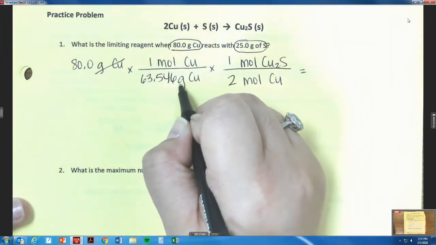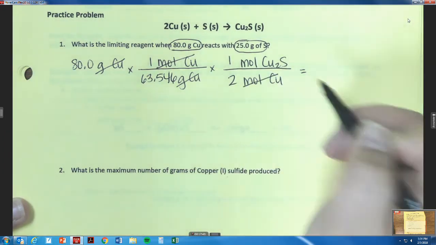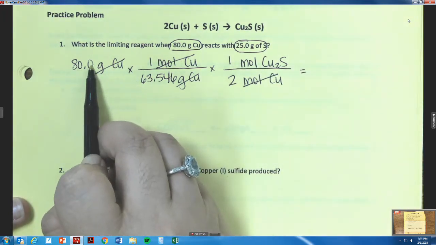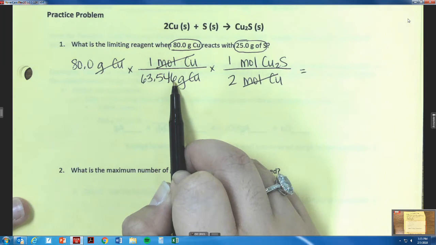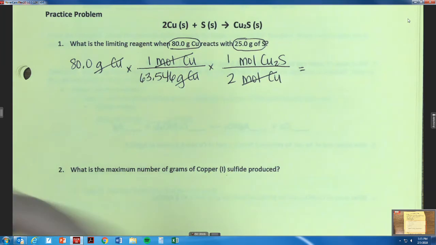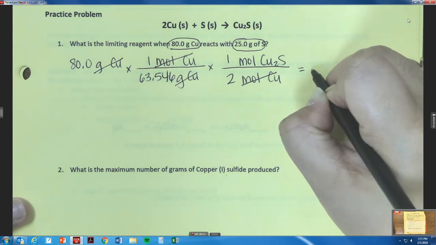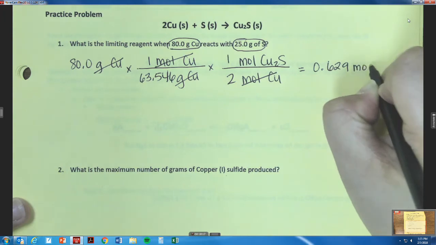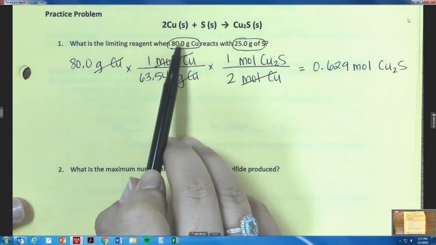So grams of copper is going to cancel out grams of copper. Moles of copper is going to cancel out moles of copper as well. What we're left with is 80 grams divided by 63.546, and then again divided by 2. If you want to try the calculations on your own, you can go ahead and pause the video. Afterwards you should get the answer of 0.629 moles of copper sulfide. So that's going to be our first reactant.